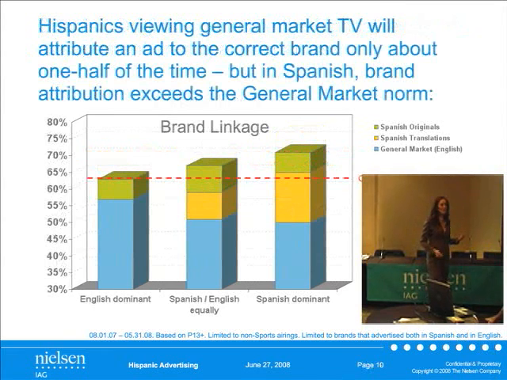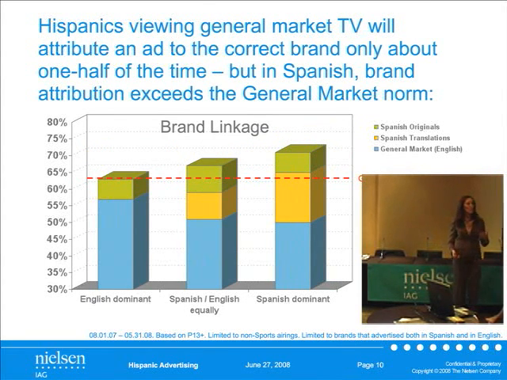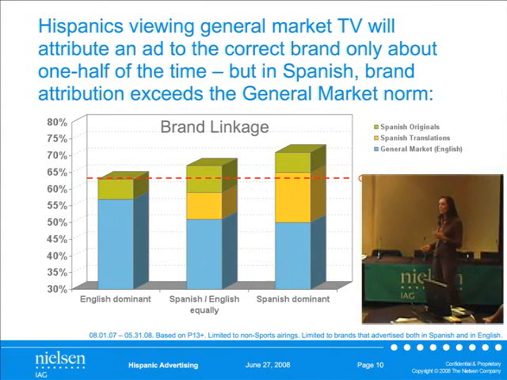How memorable is the ad? Now we want to talk about branding. What does it take to break through? And I'm going to use this same stacked bar construct throughout the rest of this meeting to first talk about brand linkage.